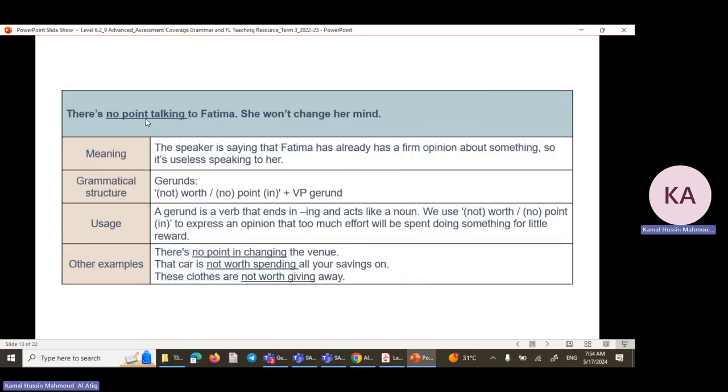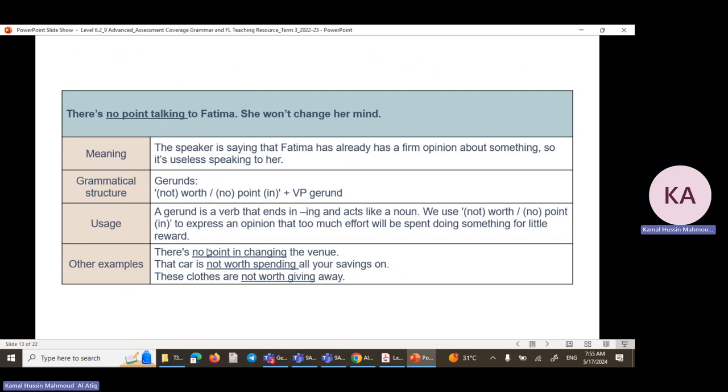Next, there's no point talking to Fatima. There's no point. After no point, I have to add gerund ing. There is no point. And that car is not worth. After worth, I have to add ing. No point in changing, not worth giving.